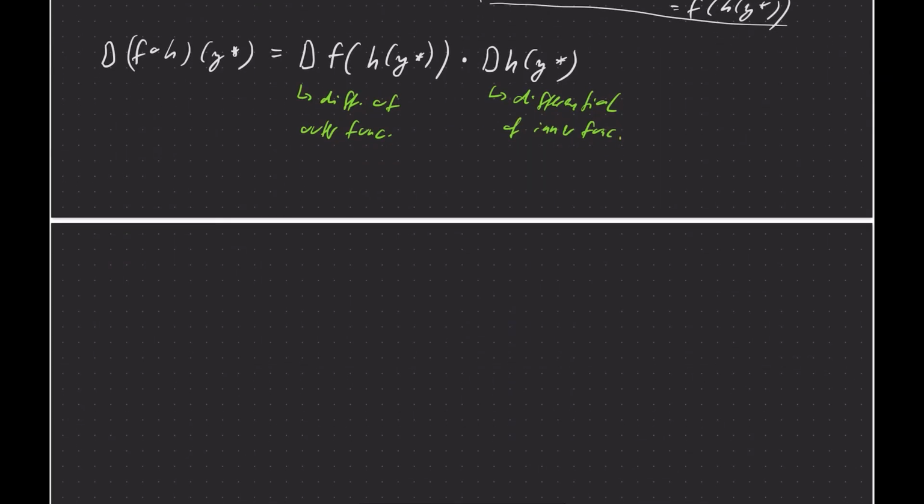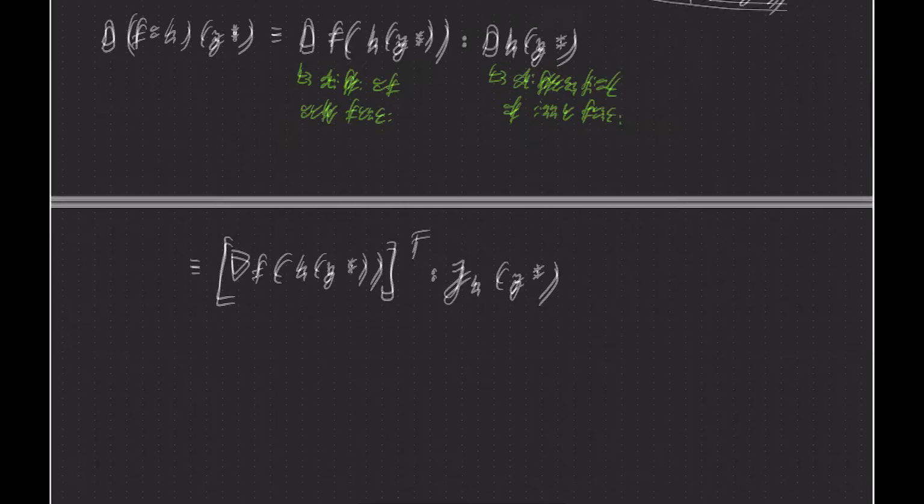Okay, in other words, if you wanted to write this in terms of Jacobians and gradients, so the differential of f is the transposed gradient. So what we could do here is that is the gradient of f evaluated at h of y star and then transposed, times, and the differential of h is of course the Jacobian of h at y star. So one could do that.